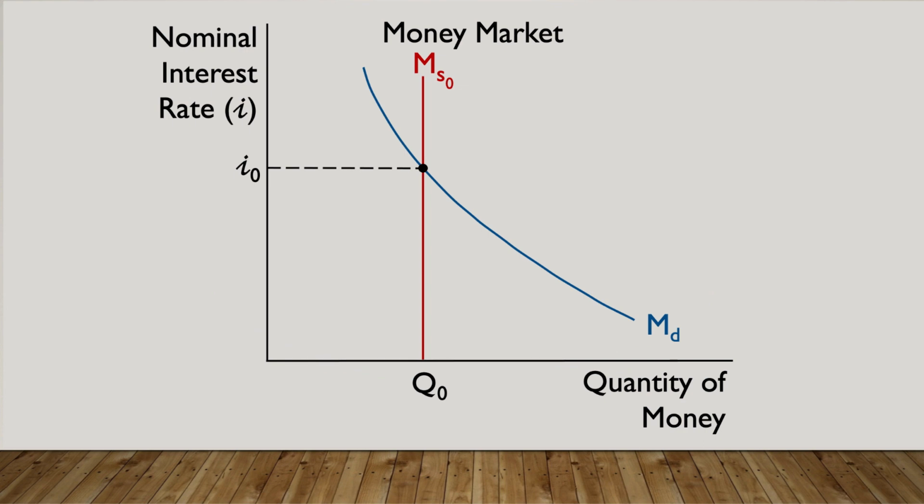Consider the effects of this policy in the corresponding money market graph. Initially, the nominal interest rate is at I sub 0, and when the Fed increases the money supply from MS sub 0 to MS sub 1, the nominal interest rate decreases to I sub 1. A lower interest rate will have a positive effect on spending and investment now that the cost of borrowing is reduced.